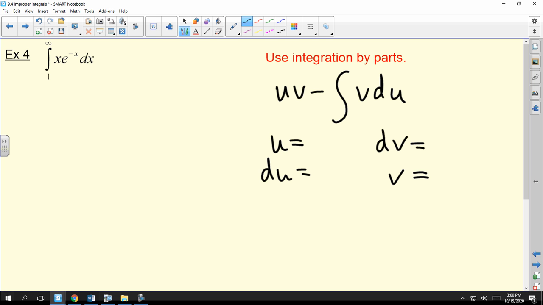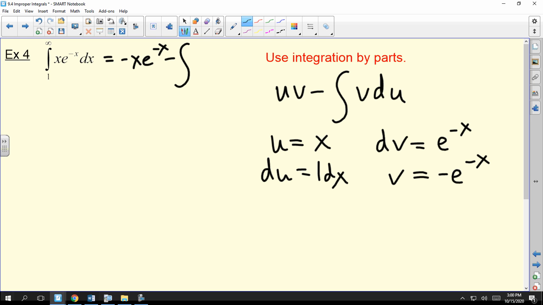So what I explained last year is we want to pick for our u something like the polynomial function that's going to, as you take the derivative, work down towards a constant. So u is equal to x. du is equal to 1 dx. dv is going to be e to the negative x. Integral of that is going to be negative e to the negative x. So plugging this in here, we'll just treat it like an indefinite integral for now. We've got uv, so it's negative x e to the negative x minus integral of v, which is negative e to the negative x, du, which is 1 dx.